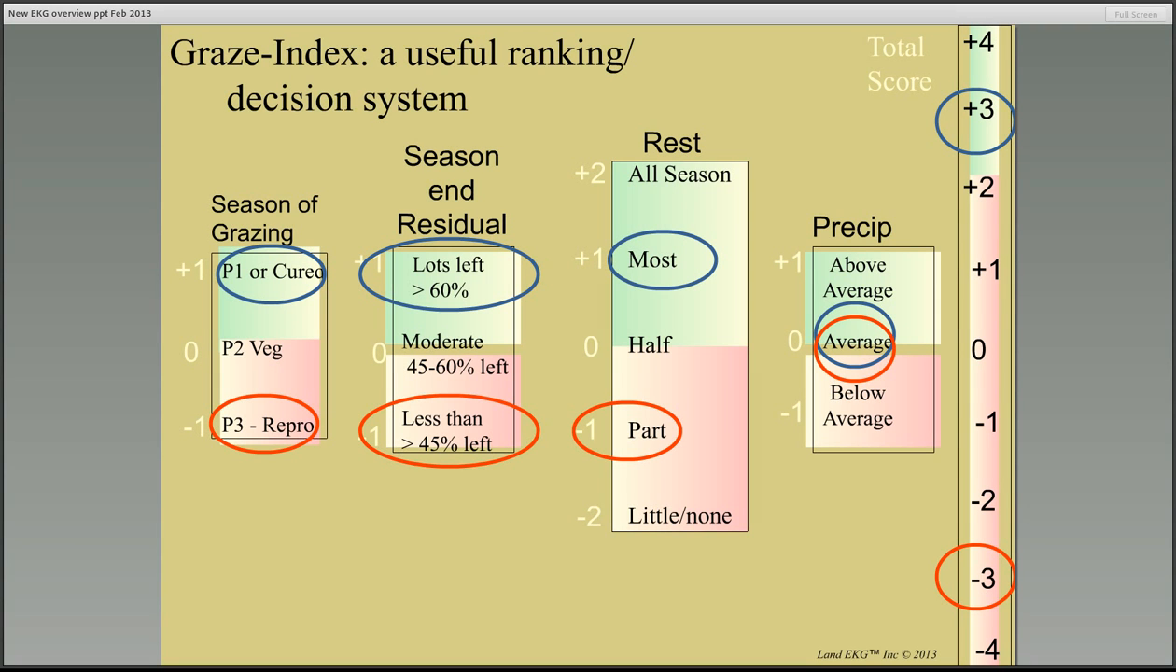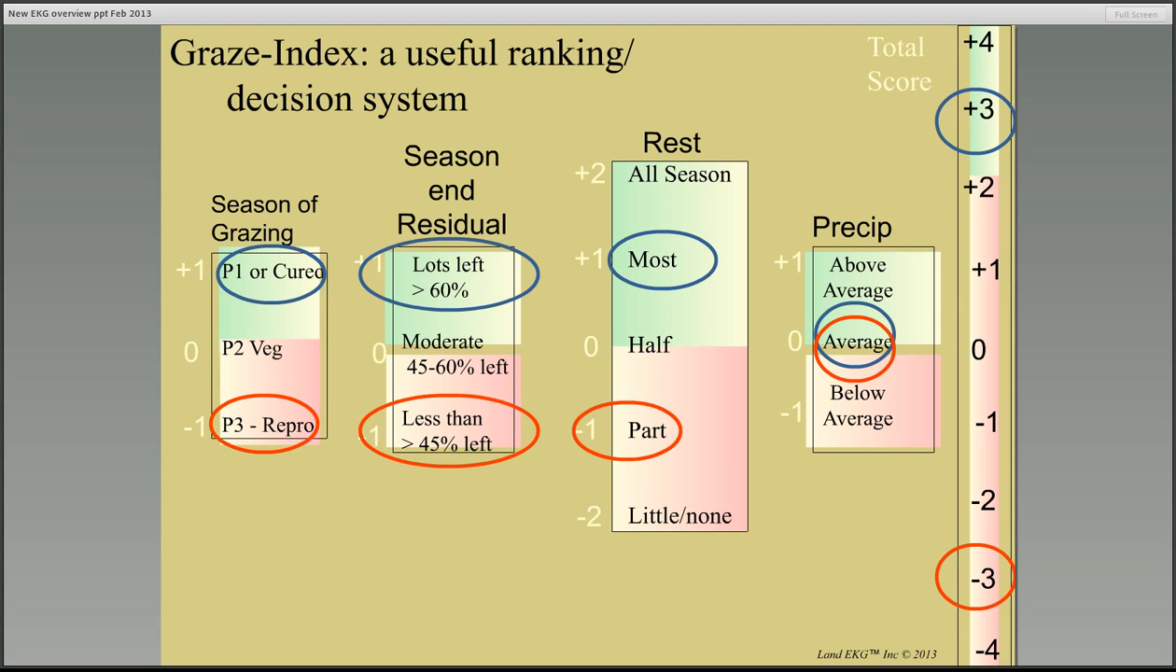With our grazing index, if we are considering it from an irrigated perspective, rather than calling it all season, let's use simple numbers. All season might be a 60-day rest. Most of the season would be 45 days. Half the season would be 30. Part of the season would be 15. And so you can convert this to days rather than seasonality. And so in this case, +1 to -2.